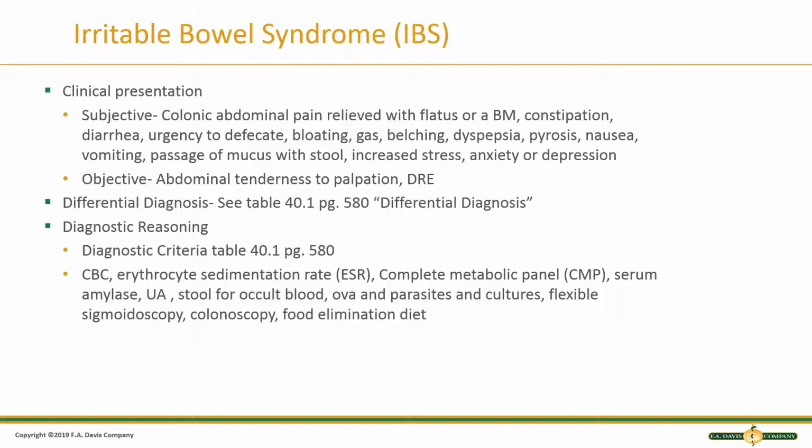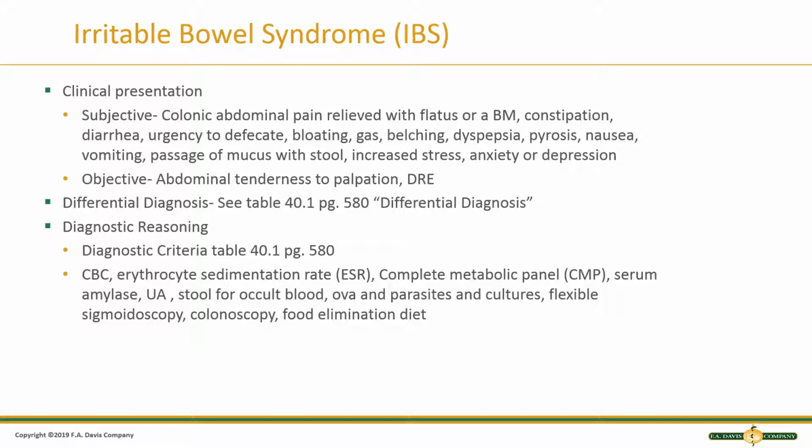On exam, patients are usually tender over the left lower quadrant and umbilicus, but can be epigastric with small bowel involvement. Usually, the digital rectal exam is normal, and there is a lack of systemic symptoms such as leukocytosis and fever. Bloody stools will favor irritable bowel syndrome diagnosis. There are numerous differentials to consider here. Review the table in your text for the list.